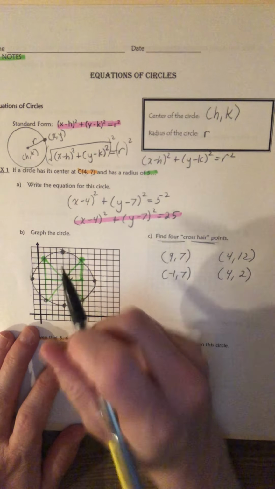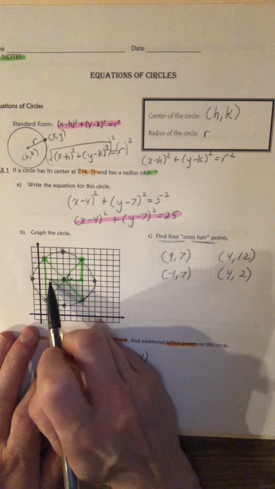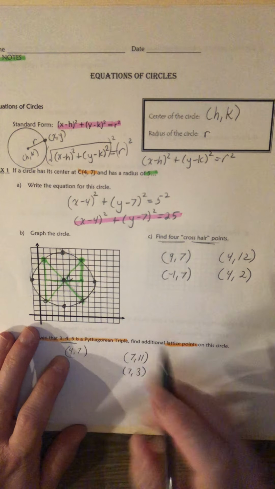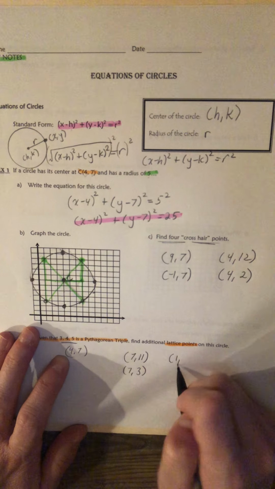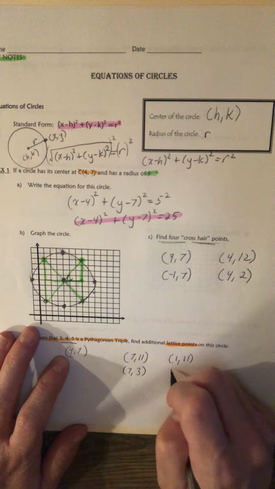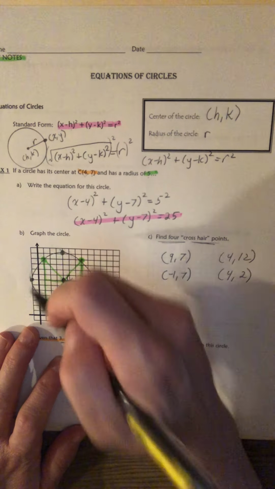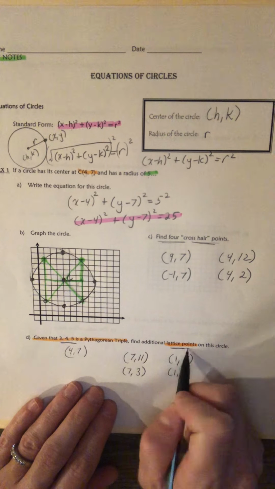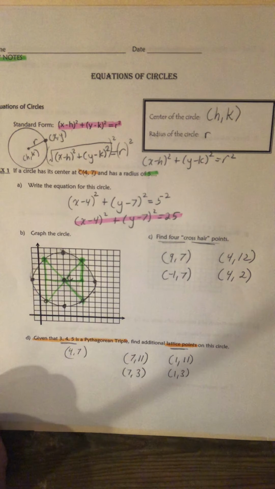If I went in the opposite direction, I would be subtracting 3. If I go left, I'm subtracting from my x value. If I subtract 3 from x, I have 1. If I'm going up, again, it would be 1, 11 and 1, 3, because I went up 4, down 4. That gave me 4 lattice points on my circle.